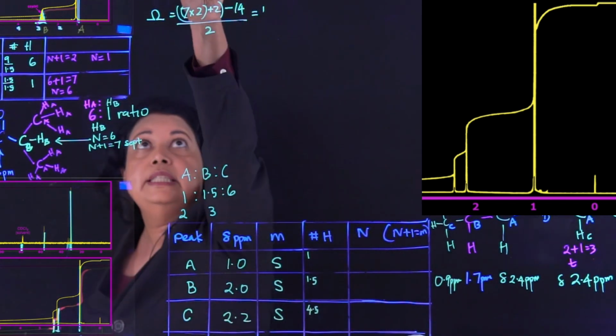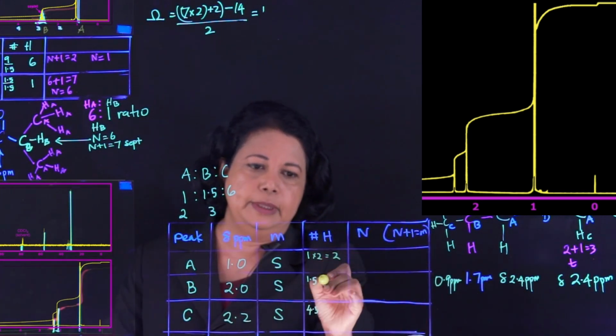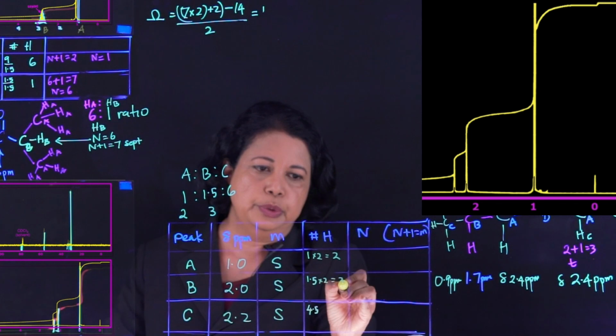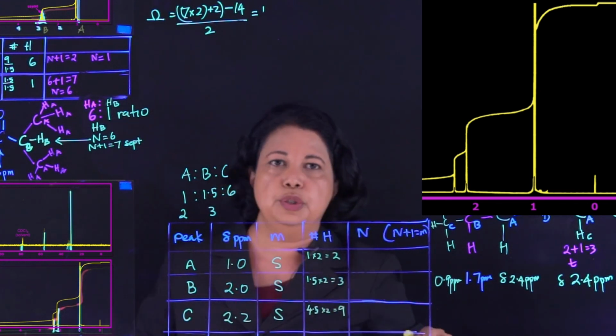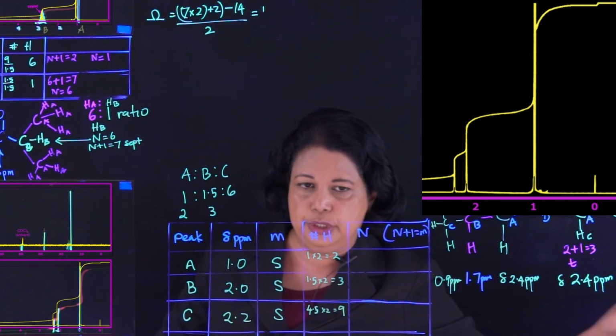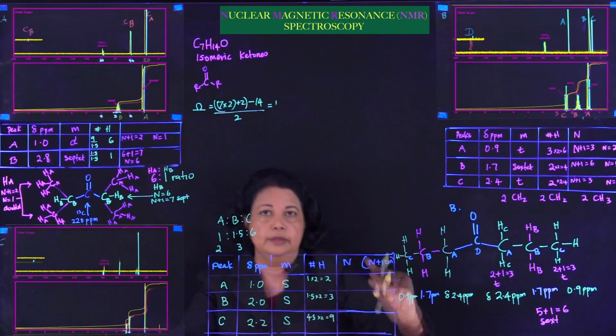We need 14. Well, we know they all have to be doubled. Times 2, 3 times 2, that's 9. So it's a 2 to 3 to 9 ratio here. And yes, they add up to 14. So we're fine with that.